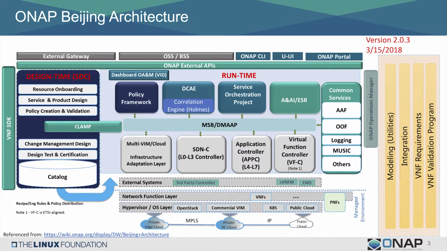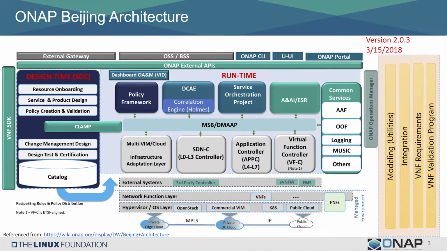And we have the SDNC, the SDN controller, which controls layer 0 up to layer 3 networks. We have the application controller, which controls layer 4 to layer 7, the virtual network functions, for lifecycle management, including, for example, restart, stop, and migrate. And we have another one called the virtual function controller, which does similar things, but in a different way.